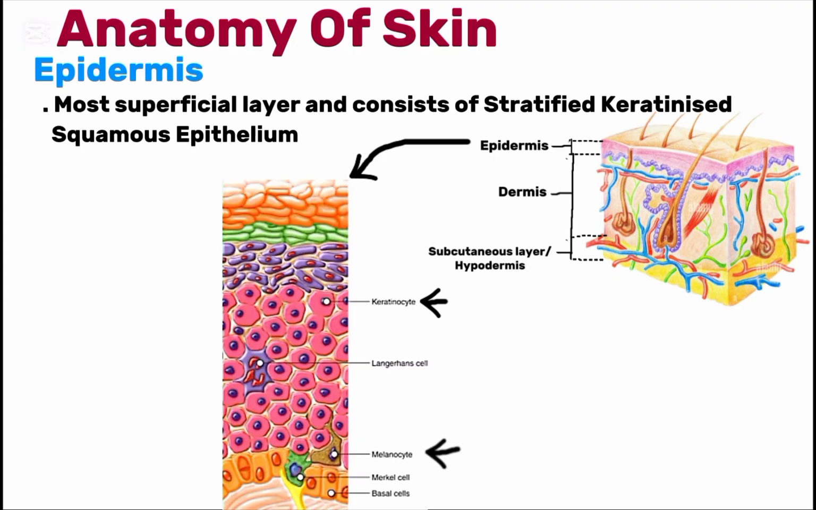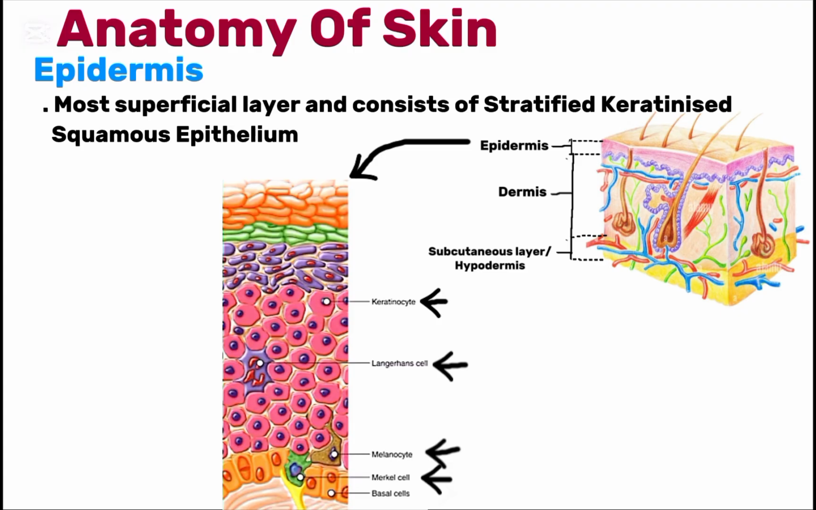Melanocytes, which produce the pigment melanin. This pigment melanin determines the skin color and helps in protecting the skin from the ultraviolet radiation of the sunlight. Langerhans cells. These cells help in immune functioning against microorganisms. Merkel cells, which are involved in the sense of touch.